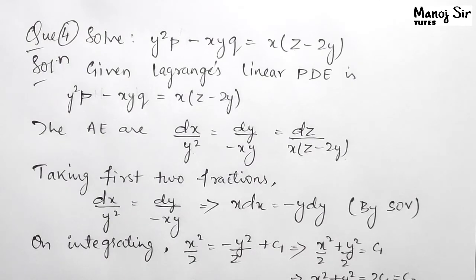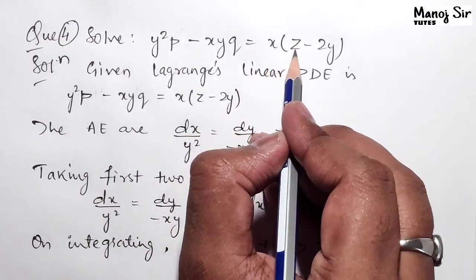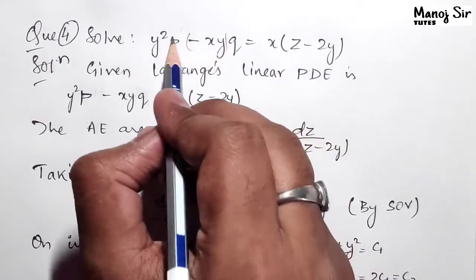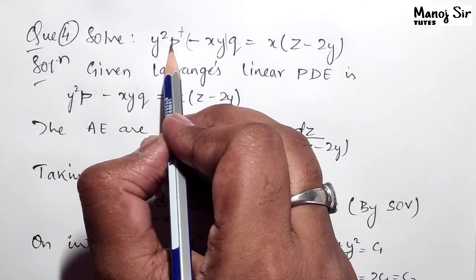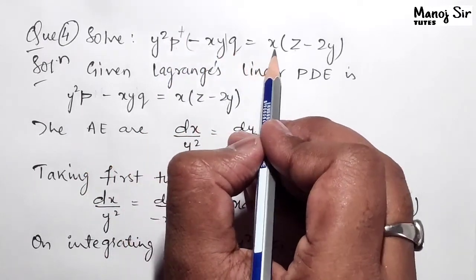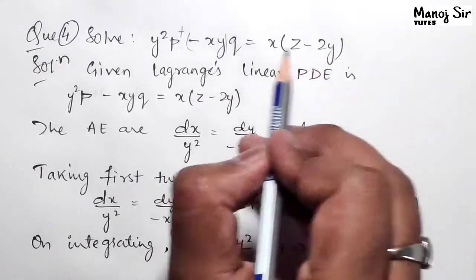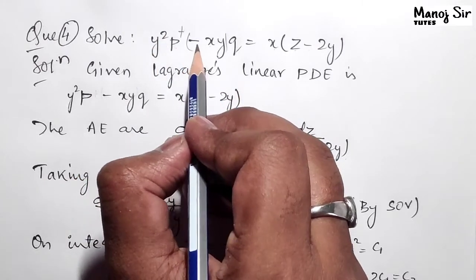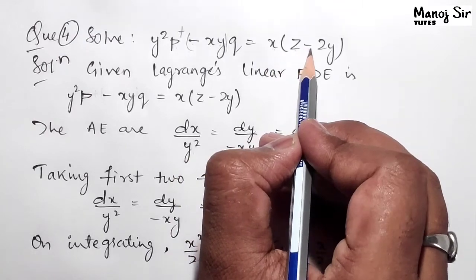The question says, solve y square p minus xyq equals x into z minus 2y. Here we can take this as a bracket and we can use a positive sign. So y square into p plus minus of xy into q equals x into z minus 2y. So here we can say that capital P is y square, capital Q is minus of x into y, and capital R is x into y minus 2z.